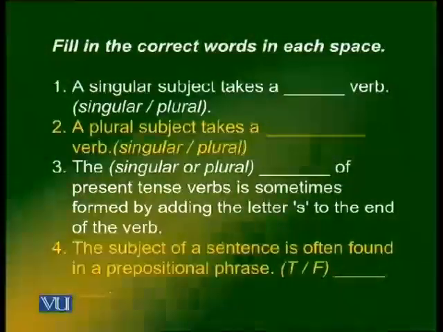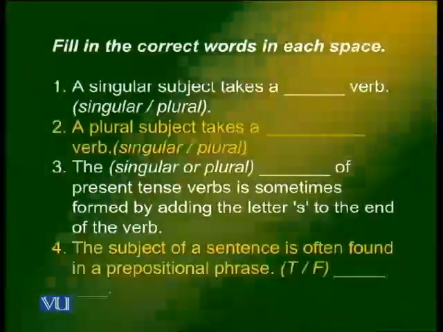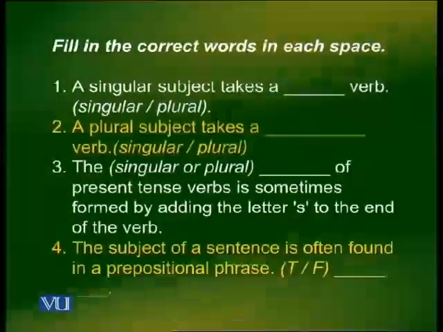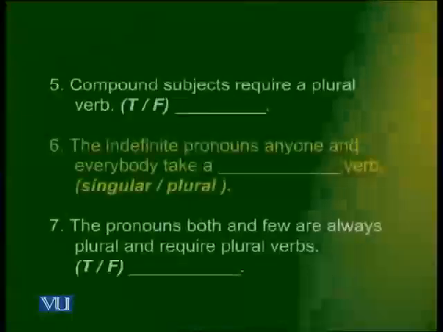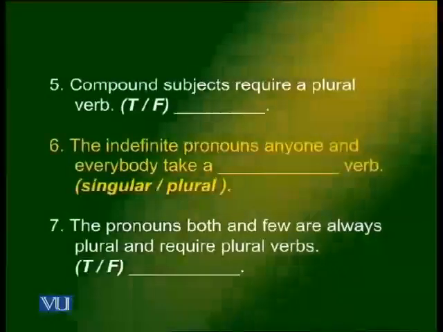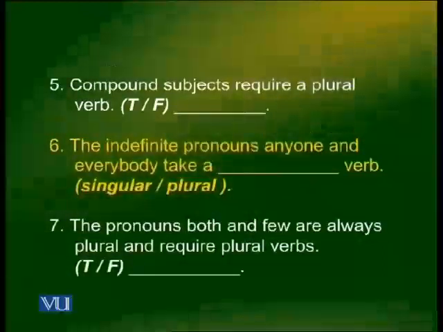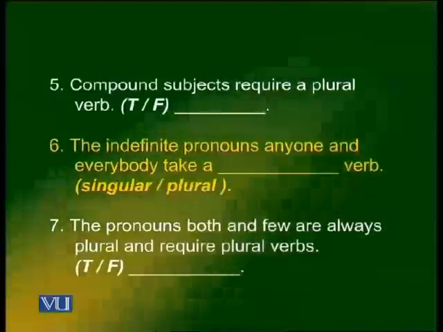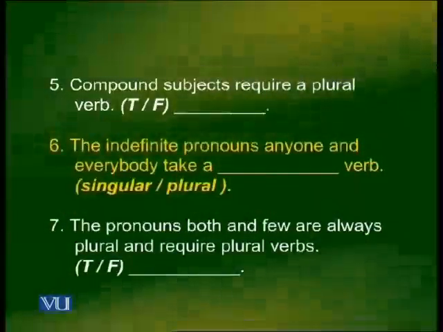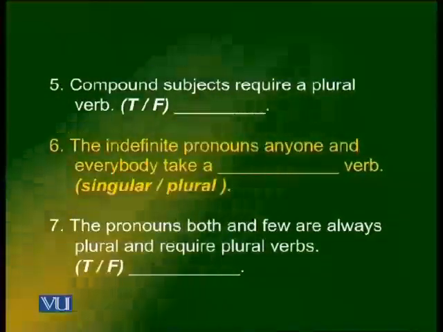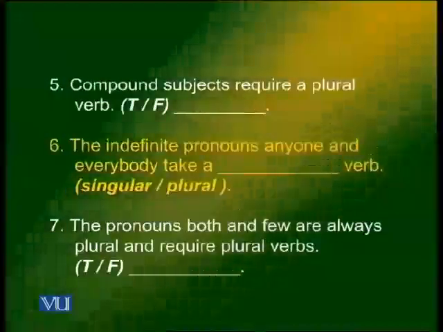And the fourth one is, the subject of a sentence is often found in a prepositional phrase. Now, is that true or false? False. Next, compound subjects require a plural verb. True or false? True. Number 6, the indefinite pronouns anyone and everybody take what kind of verb? They take a singular verb. And the last one, the pronouns both and few are always plural and require plural verbs. True or false? That statement is true.